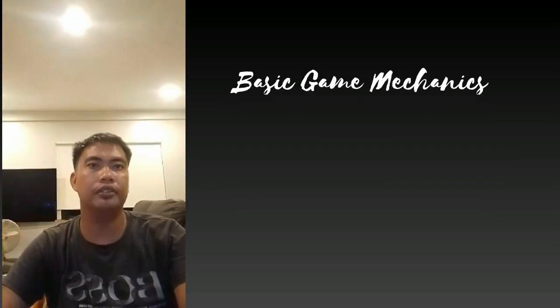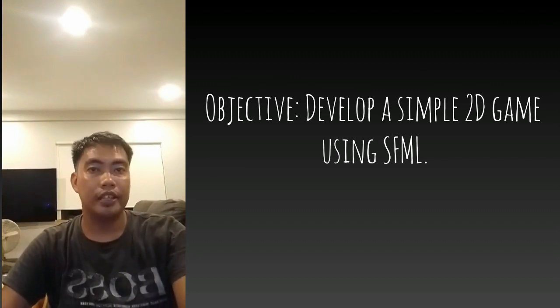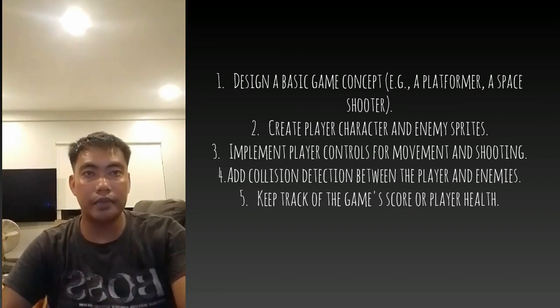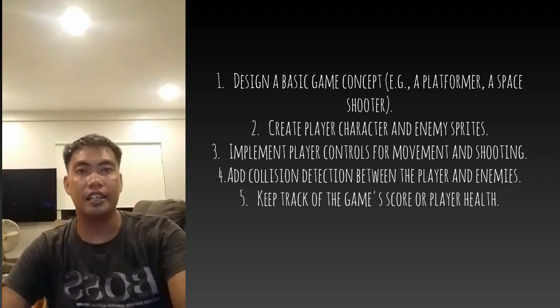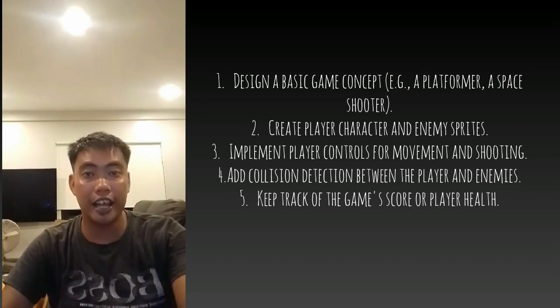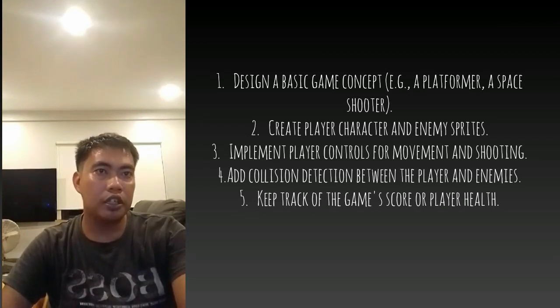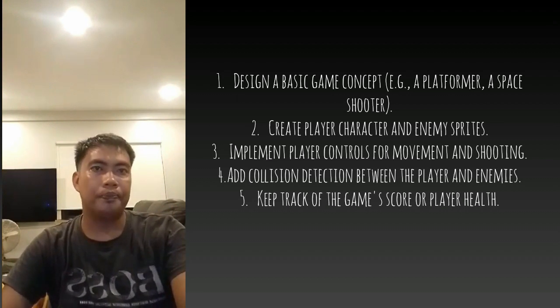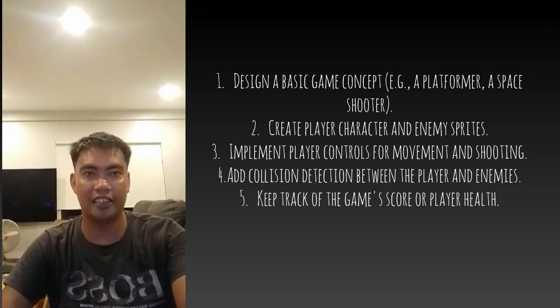Exercise number 6: Basic game mechanics. Objective: develop a simple 2D game using SFML. Number 1: design a basic game concept, for example a platformer or space shooter. Number 2: create player character and enemy sprites. Number 3: implement player controls for movement and shooting. Number 4: add collision detection between the player and enemies. Number 5: keep track of the game's score or player health.